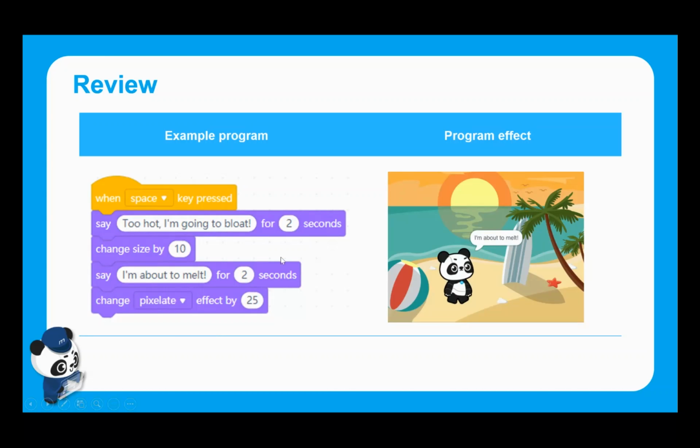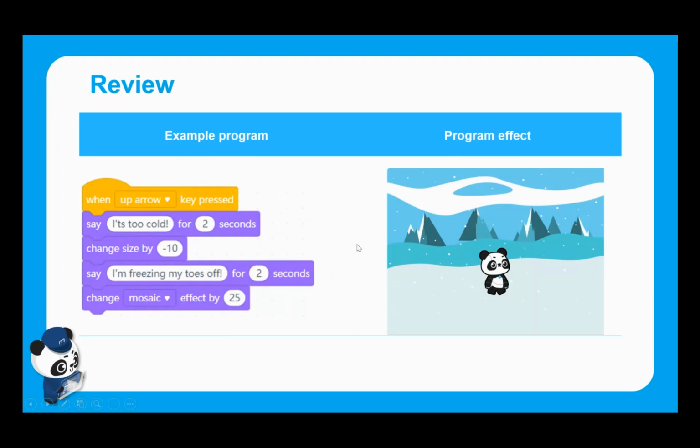We can start to look at effects by using the change size by or change effect by, and amongst all those, we can always get Panda to say different things, and we can add in things like backgrounds, as you can see on the example here. And we've also got one more example of a different type of program that encompasses all of that. So hopefully you will be remembering all of this from those previous tutorials we've gone through.